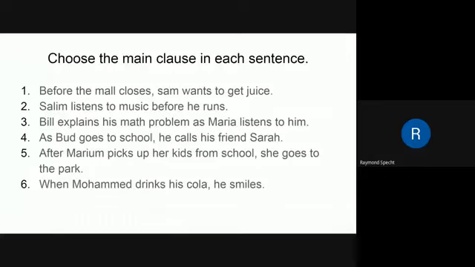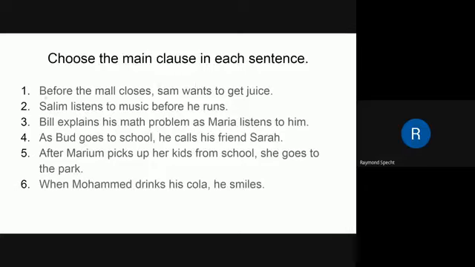All right, let's go over our sentences here and choose which part is the main clause and which part is the dependent clause. We'll go over them here first, and then I'll show you the answers on the next page. Number 1, before the mall closes, Sam wants to get a juice. Where is our independent clause or our main clause? It'll be right here. Sam wants to get a juice.